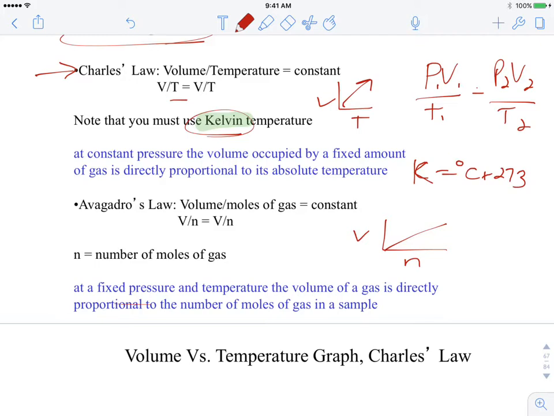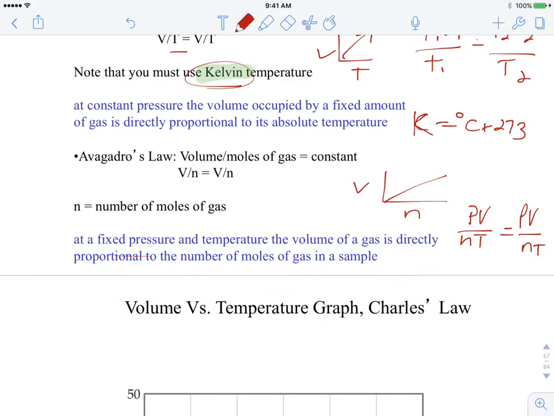I can even pull in Avogadro's law here, and I can relate P versus V over NT, and I can relate that to a second condition. What's interesting about this is that if I plug in real numbers, before we talk about the Charles law gas, if I put in a pressure of 1 atmosphere, so STP, 22.4 liters, 1 mole, and 273 Kelvin, I'll always get the same value, 0.0821.